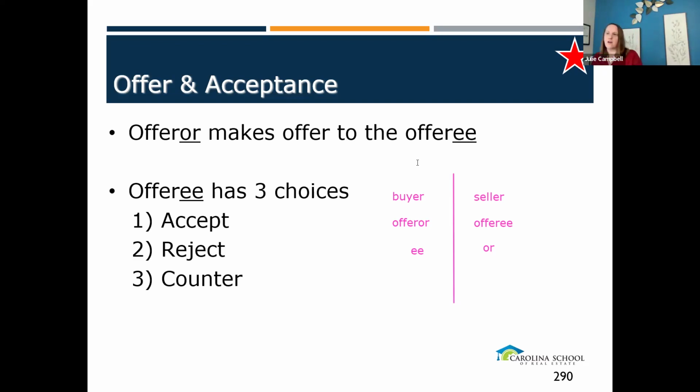Offeror makes the offer to the offeree. The offeree has three choices. They can accept it, reject it, or counter it. A counter offer reverses the roles.